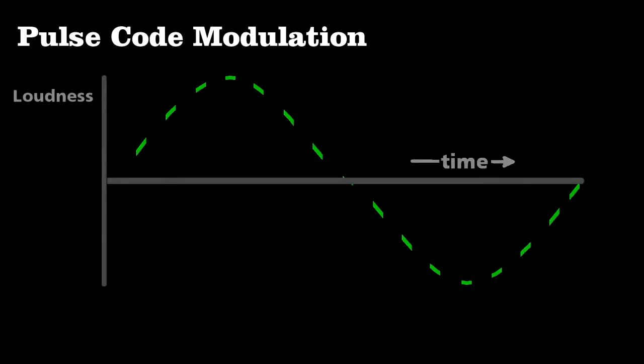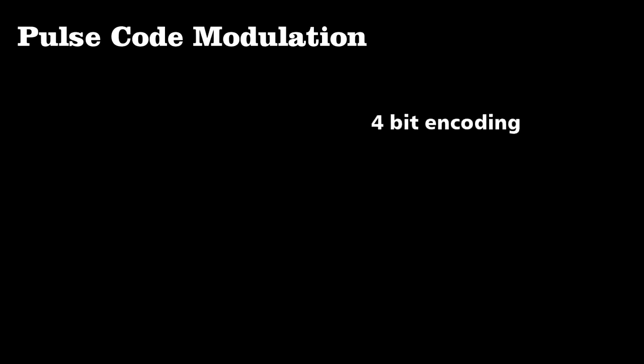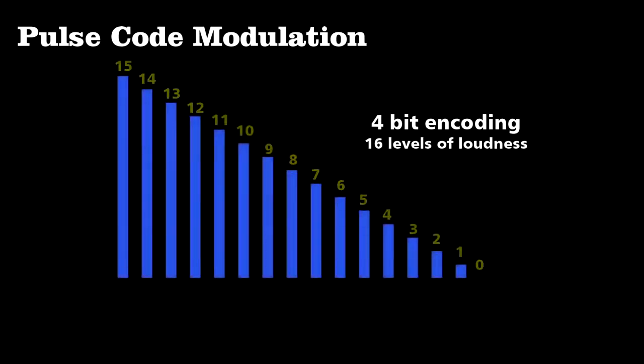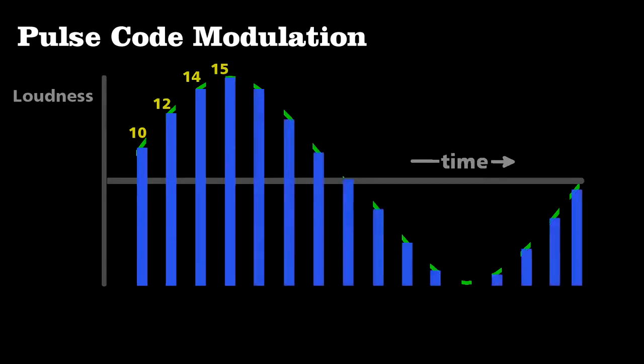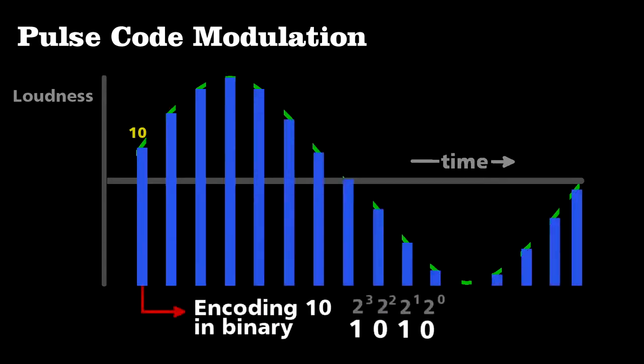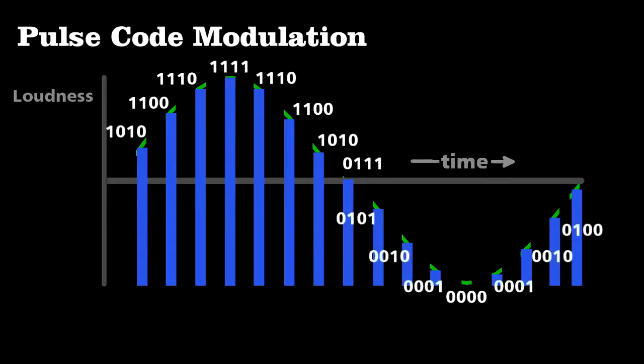We want to make this a digital signal, which means discrete values of loudness and not just any value. For example, I'll use 4 bits, which means I have 16 possible values for the loudness. So the first 4 sections of the signal could be approximated by about 10, 12, 14, and 15. We then take each section and convert its amplitude to a series of 1s and 0s. The first bar of value 10, when encoded, becomes 1, 0, 1, 0. We can do this for each section of the curve.